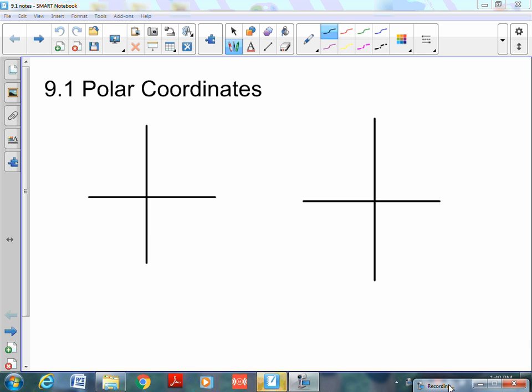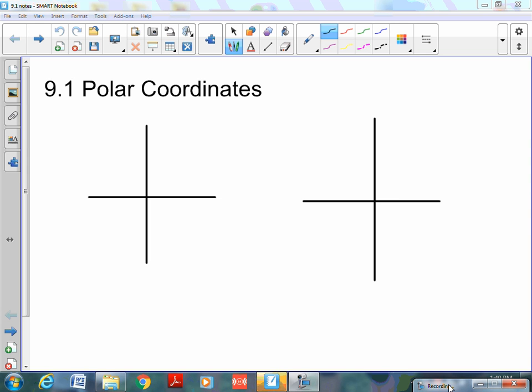9.1, it's called polar coordinates. I think I might have put a D at the end, but it's supposed to be polar coordinates. Okay, this whole chapter is all about polar coordinates. New graphs you've never seen before.